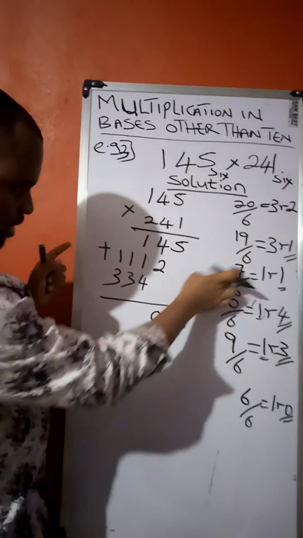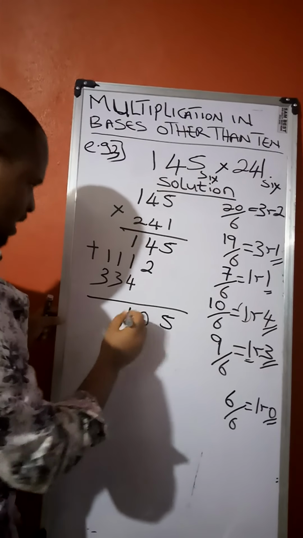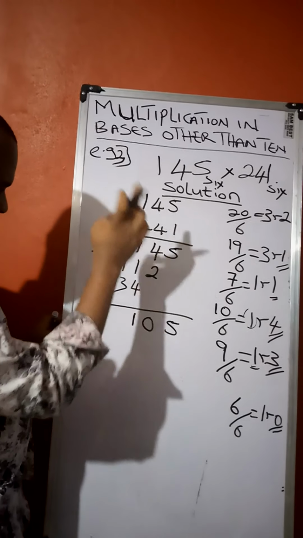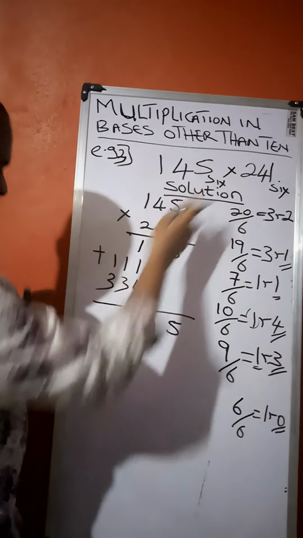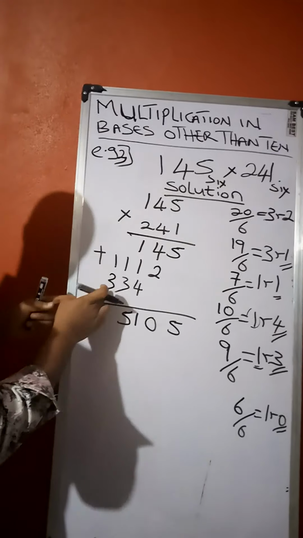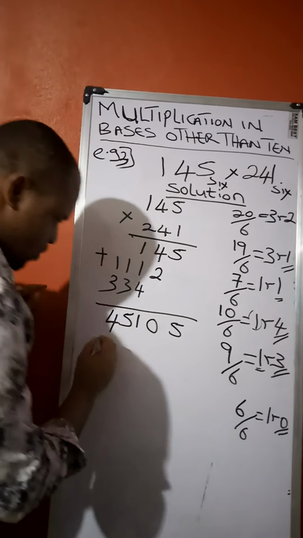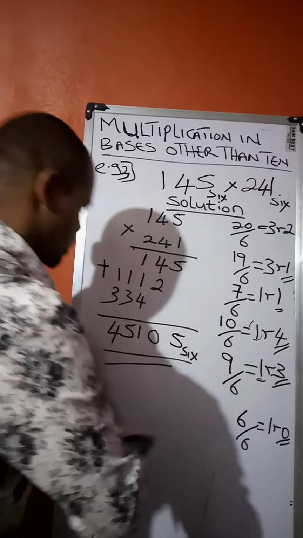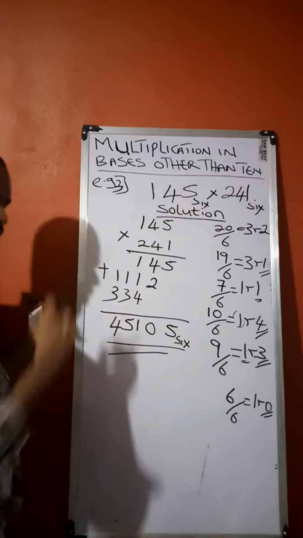I will repeat this process. 7 over 6 is 1 remainder 1. So I write my remainder and carry 1. 3 plus 1, 4, plus 0 is 4, plus the 1 we carried is 5. I can have 5 in base 6, so I'll put 5. The next one is the last digit, which is 1 plus 3, which is 4. So our answer is this in base 6. So we've succeeded in multiplying these two numbers in base 6 to arrive at this answer.